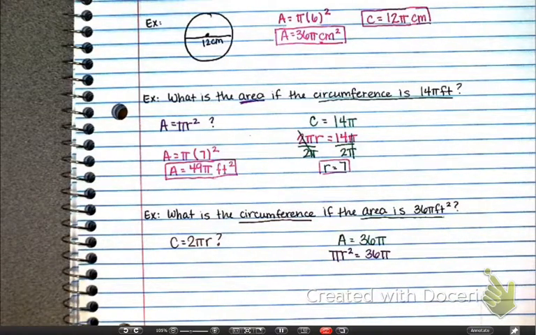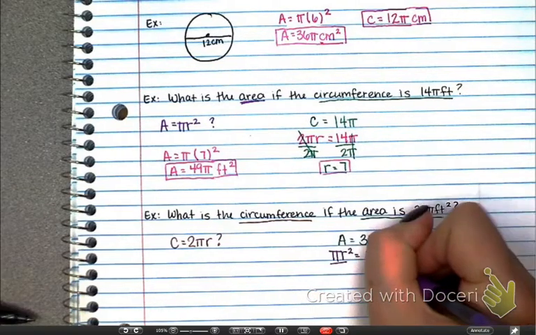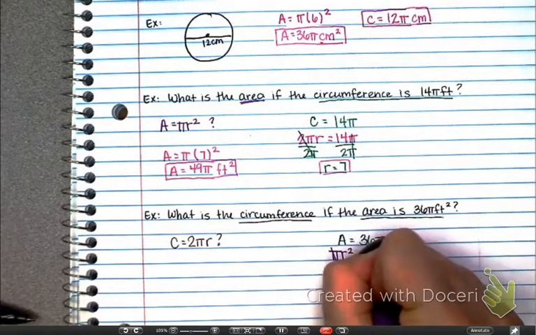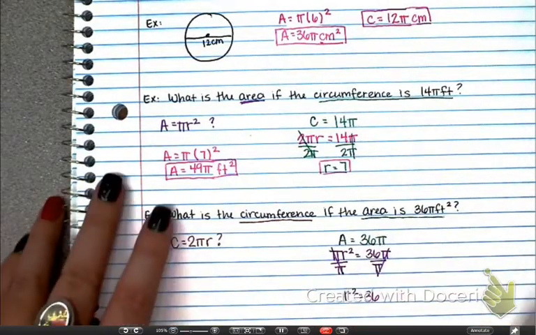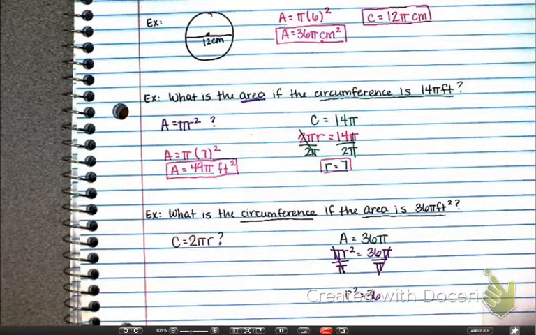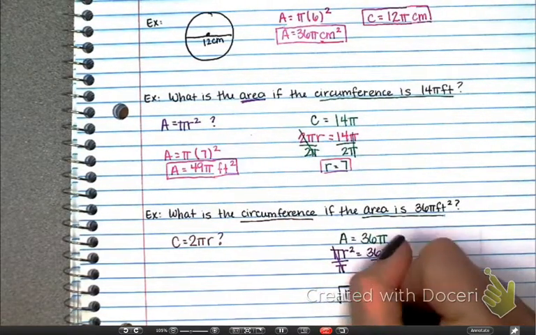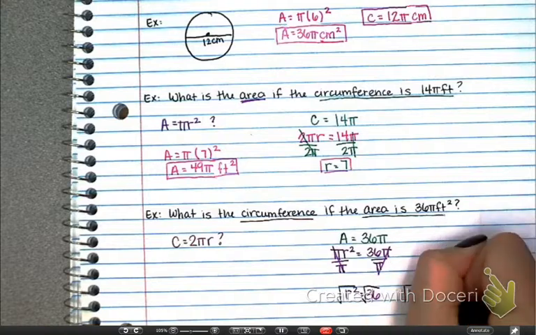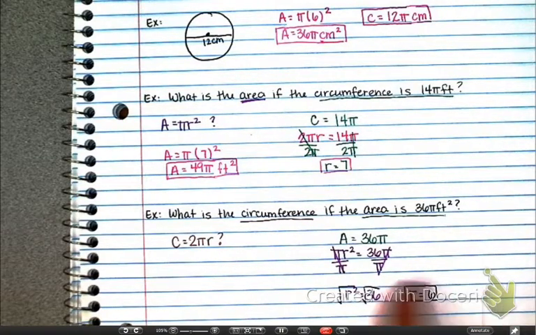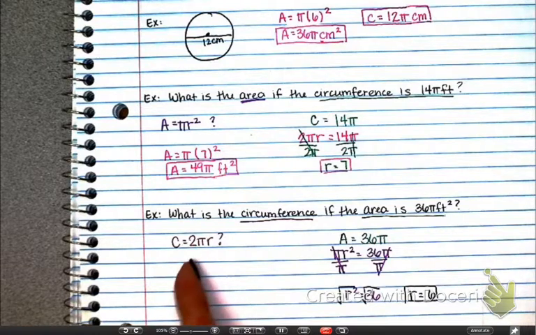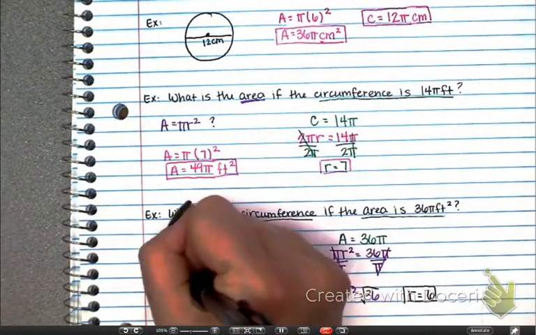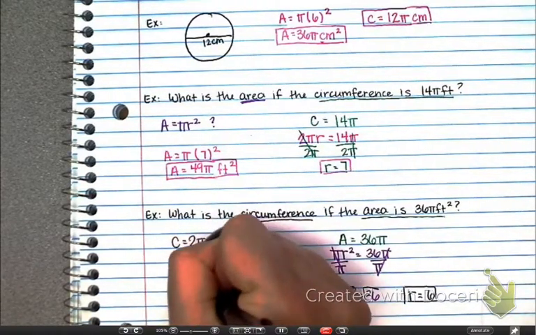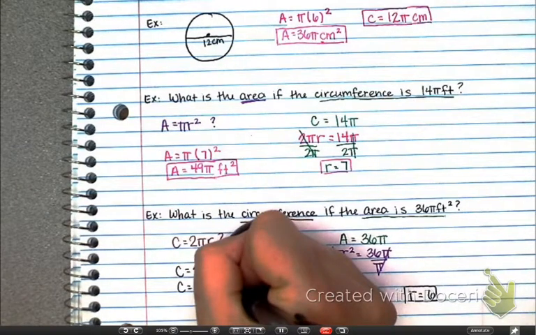Now we have to do a couple steps here. To get r by itself, we're going to first divide by pi. And that leaves us with r squared equals 36. And how do we get r by itself? I hope you said square root. So if we take the square root of 36, we end up with r equals 6. So there is my radius. I'm now going to take that radius and plug it back into my circumference formula because that's what I'm looking for. So circumference equals 2 times pi times the radius, or 12 pi, and our units are feet.